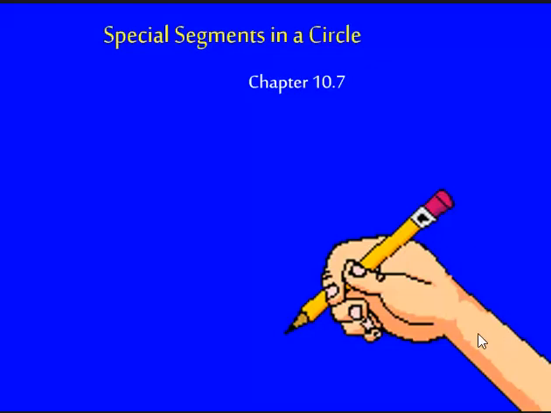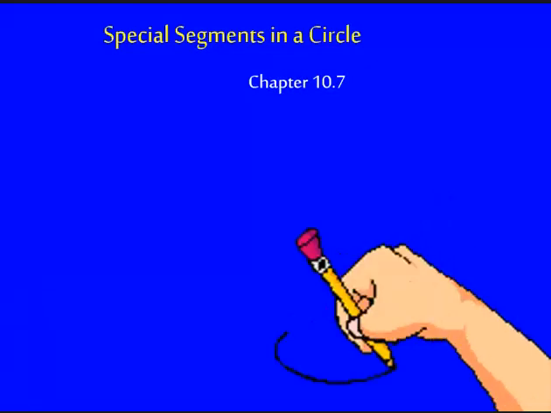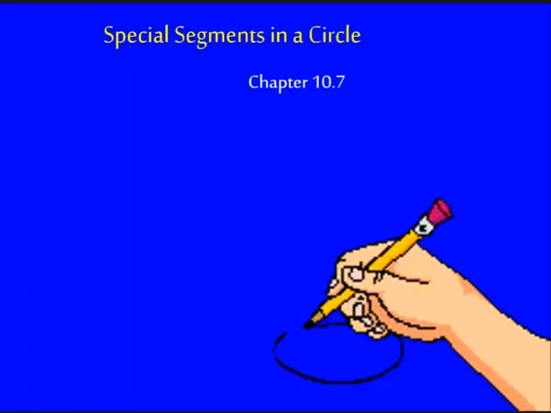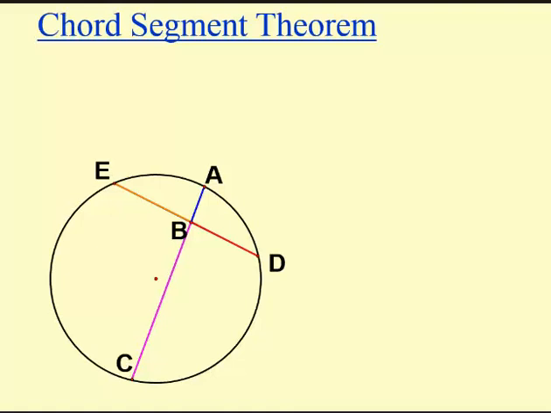Okay, chapter 10, section 7 is on special segments in circles. What we did before was different angles created by the secants and the tangents and all that good things. Now we're looking at special segments that are created by secants and tangents.